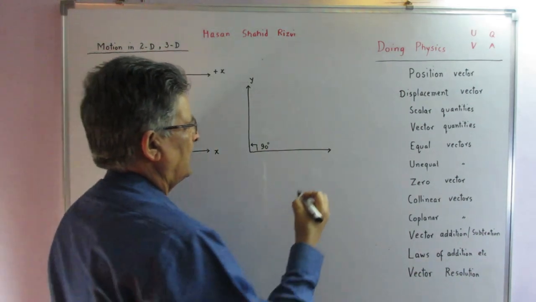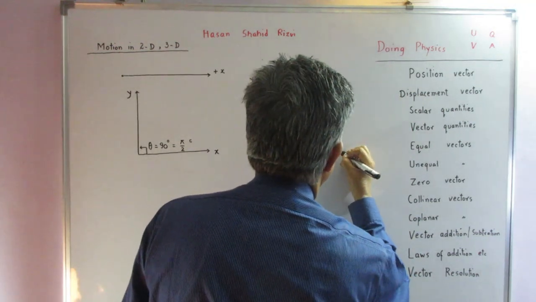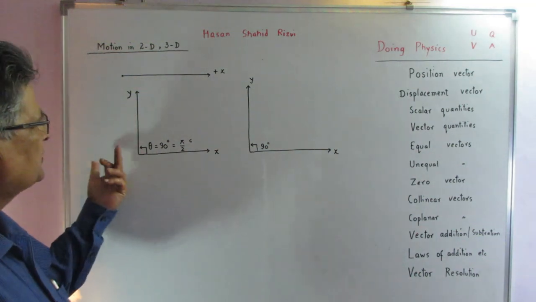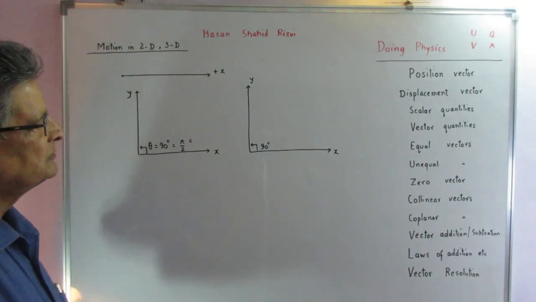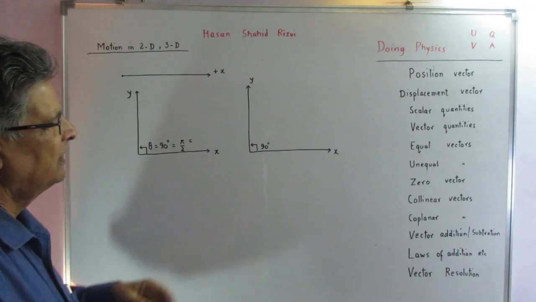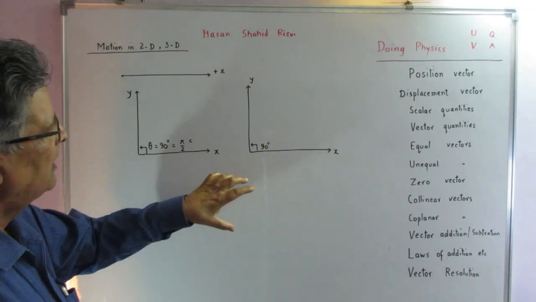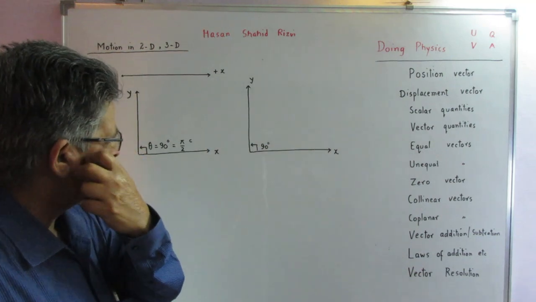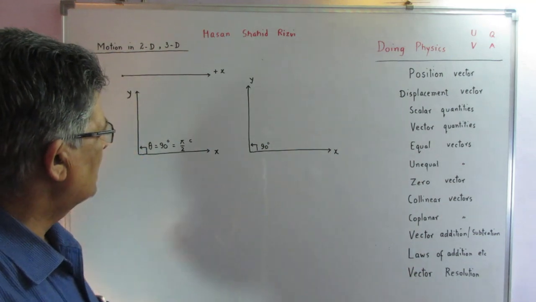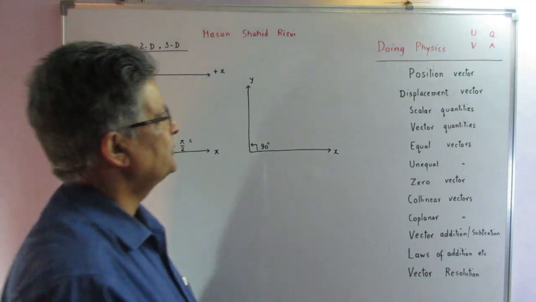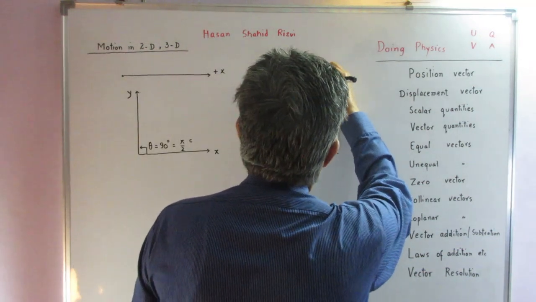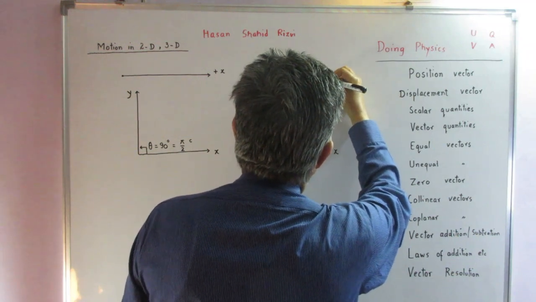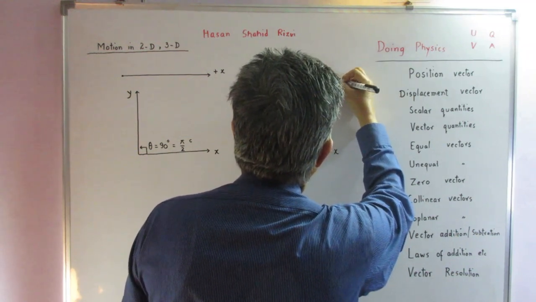And now, what is the genesis of having this 90 degrees? And what it means, and how this 90 degrees helps us, that is the word which you may search, and that will help you. Orthogonal.